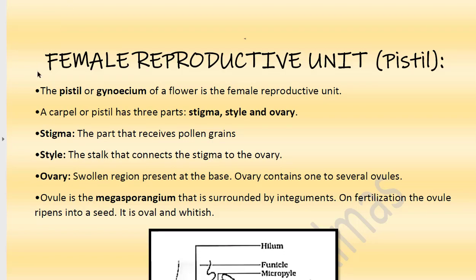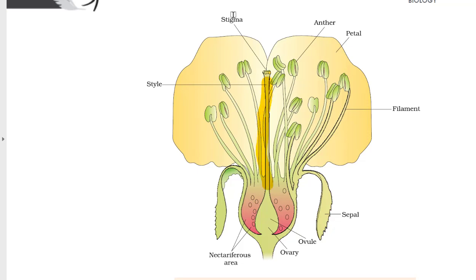Talking about stigma, the definition says that it is the part that receives the pollen grain. Style is the stalk that connects the stigma to the ovary. Look over here, this elongated part between the stigma and the ovary represents the style.